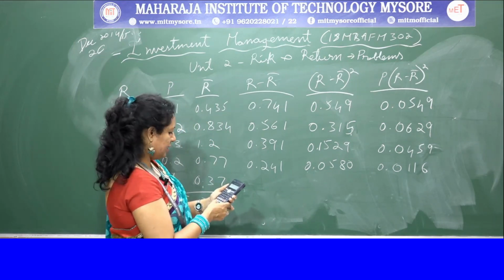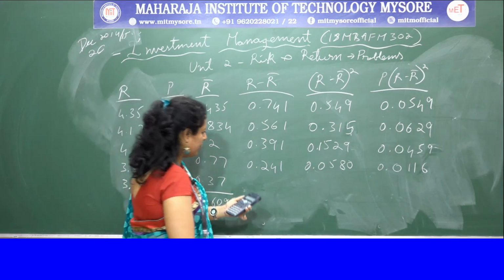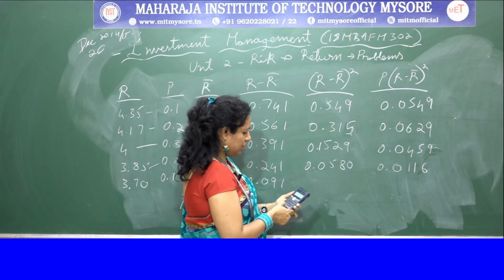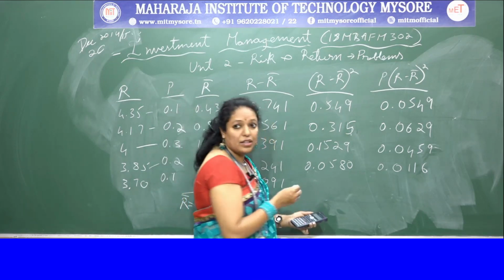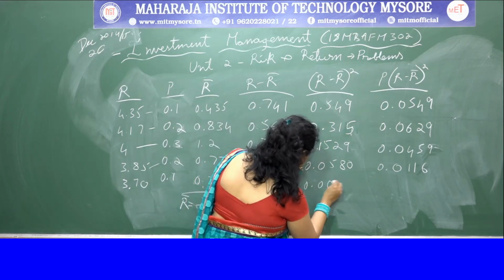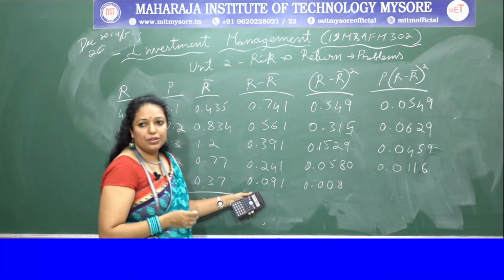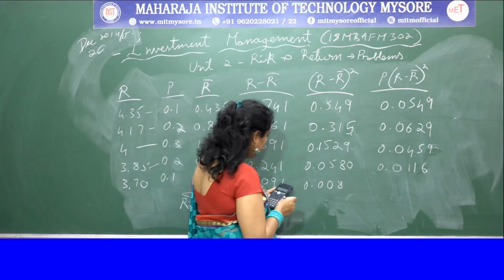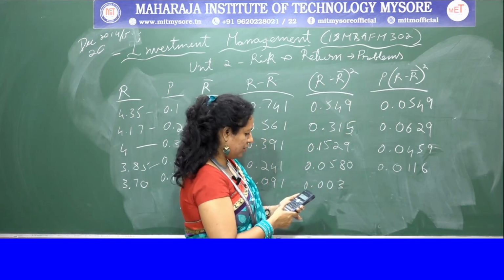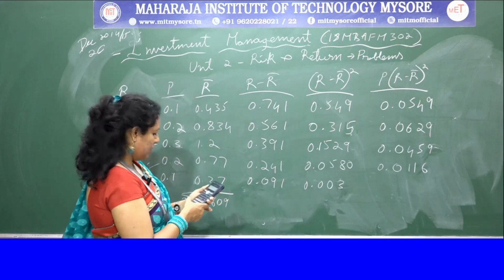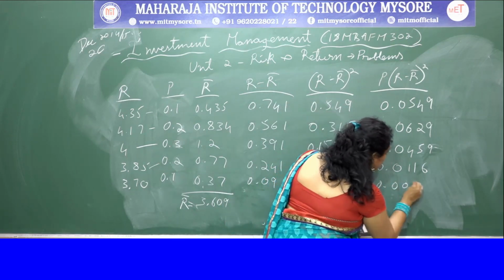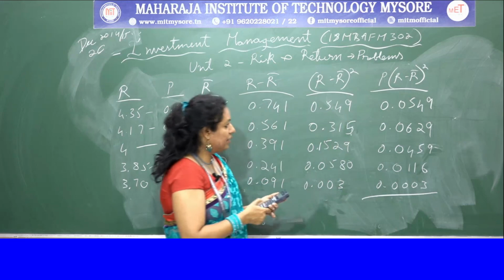Okay, last one, 3.70 minus 3.609. You get 0.091 into 0.091. You get 0.008. Sorry, 0.003 we get, into 0.1, we get 0.0003.